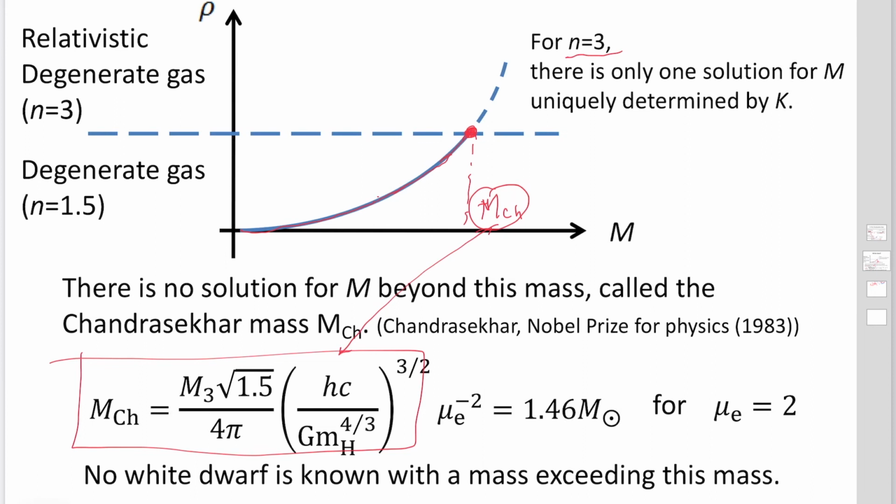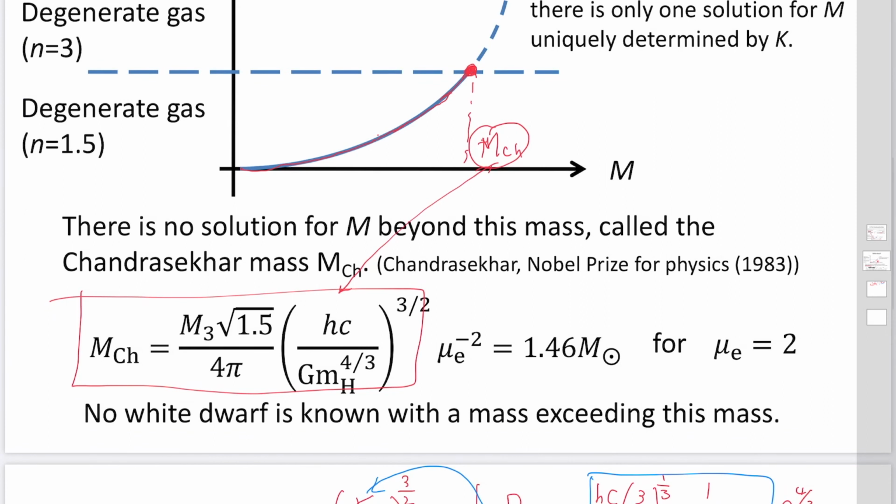Chandrasekhar discovered this limiting mass of a white dwarf. Due to this discovery, he won the Nobel Prize in Physics in 1983. Actually, no white dwarf is known with a mass exceeding this mass limit. Okay, this is the end of this session.